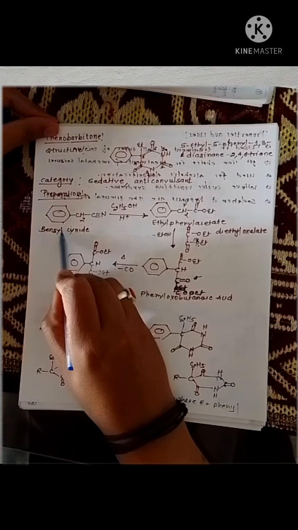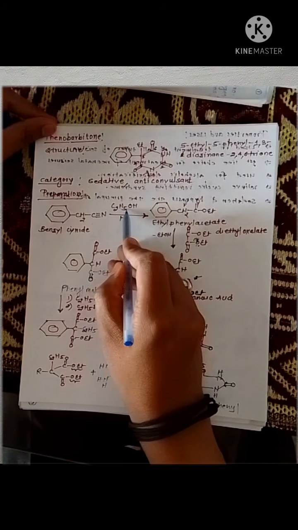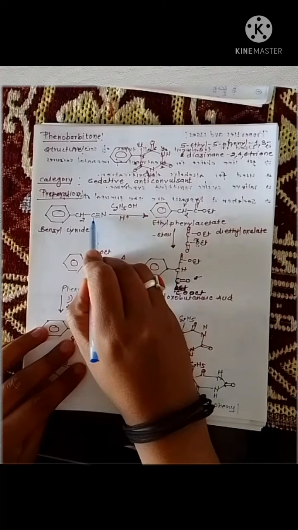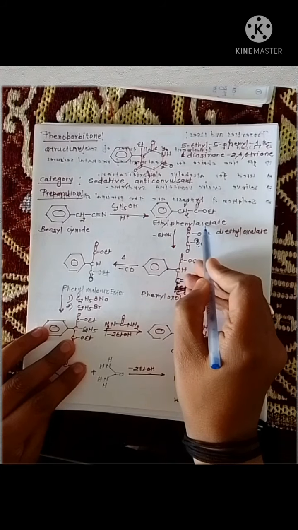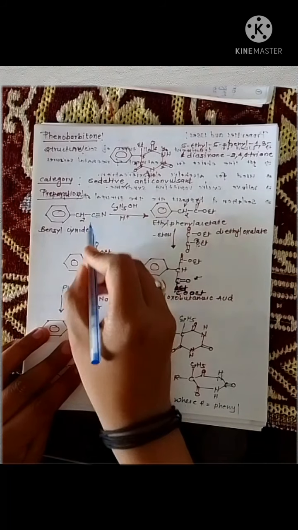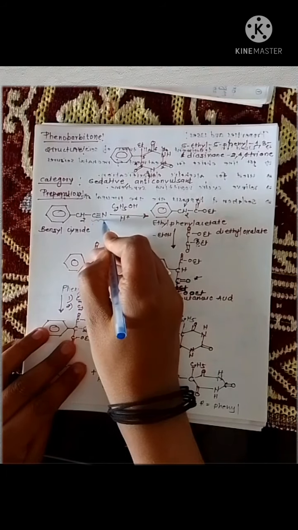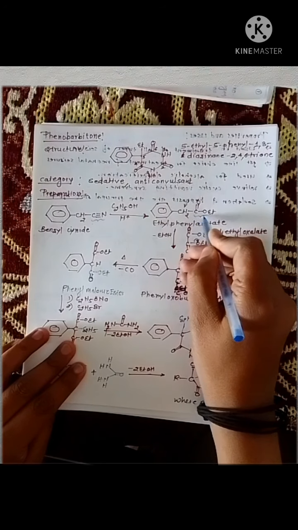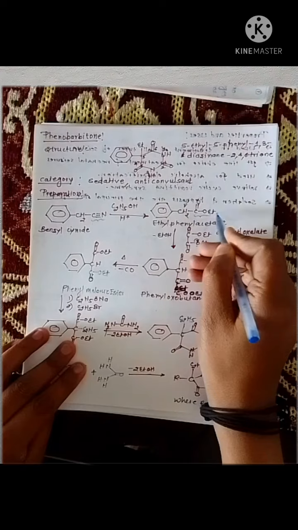First, benzyl cyanide is treated with alcohol followed by acidic hydrolysis. We get basically ethyl phenyl acetate. In this reaction, we see that this cyanide group is basically converted into an ester group.